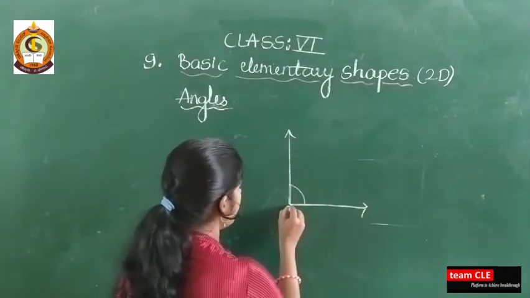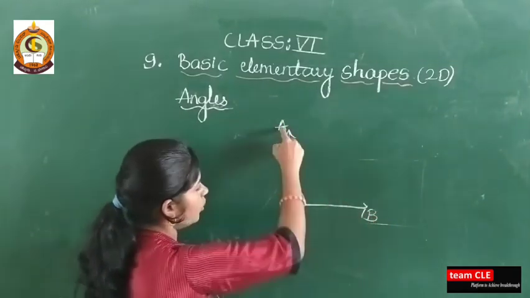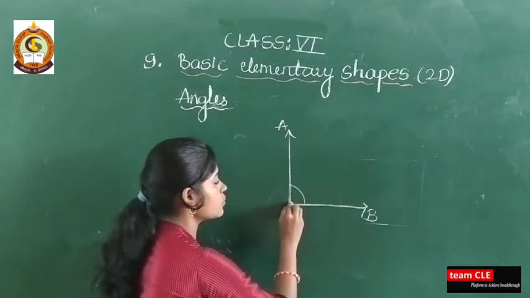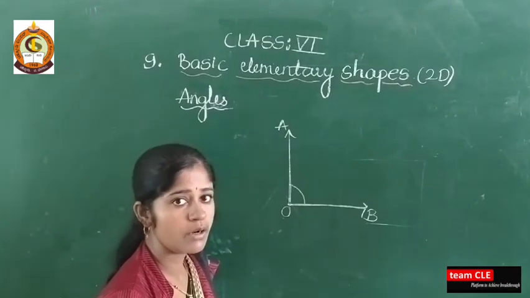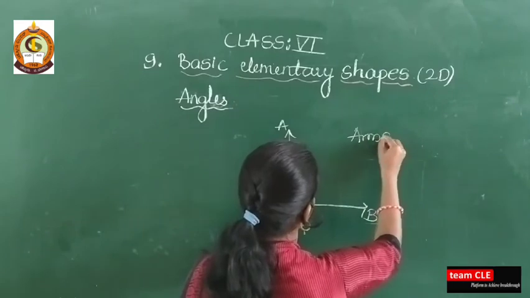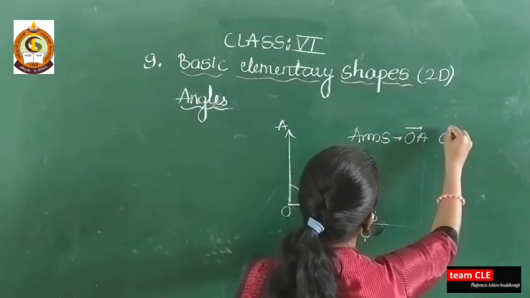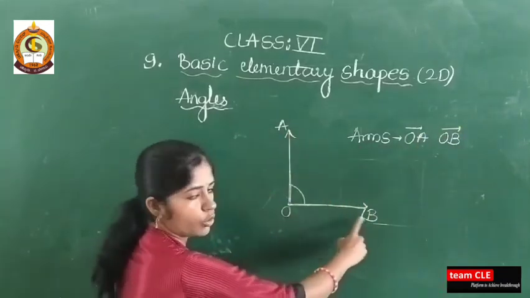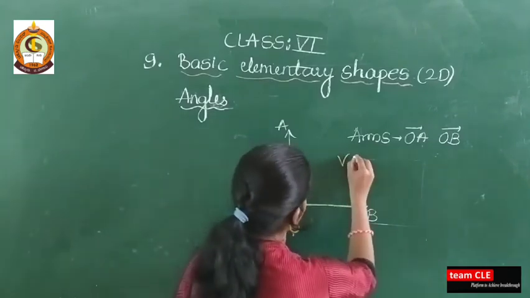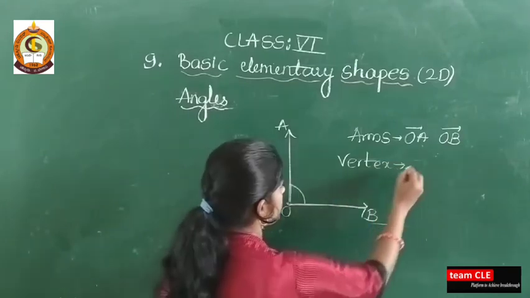So let us name them O, A and B. Here OA and OB are rays, and the meeting point of these 2 rays we are calling a vertex. Here how many arms are there? 2 arms are there, and they are OA and OB. The meeting point of the 2 arms we are calling vertex. So what is the vertex here? O.